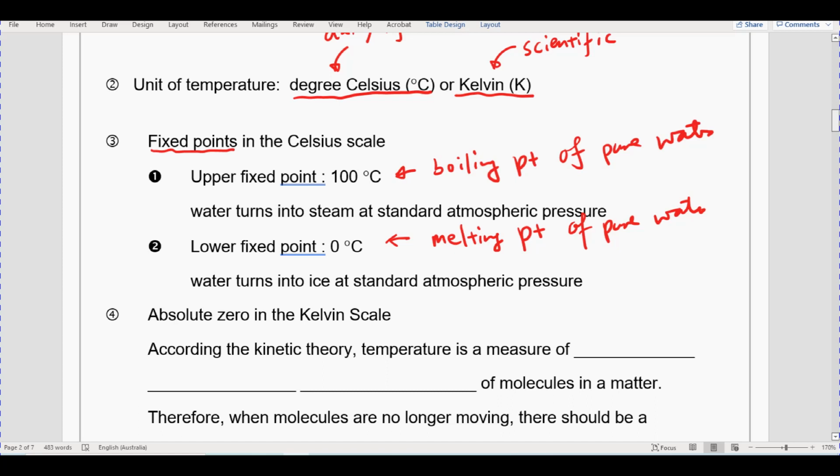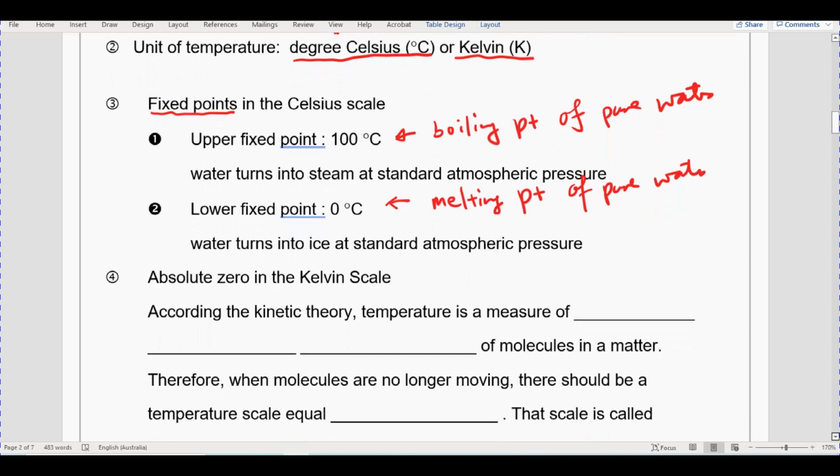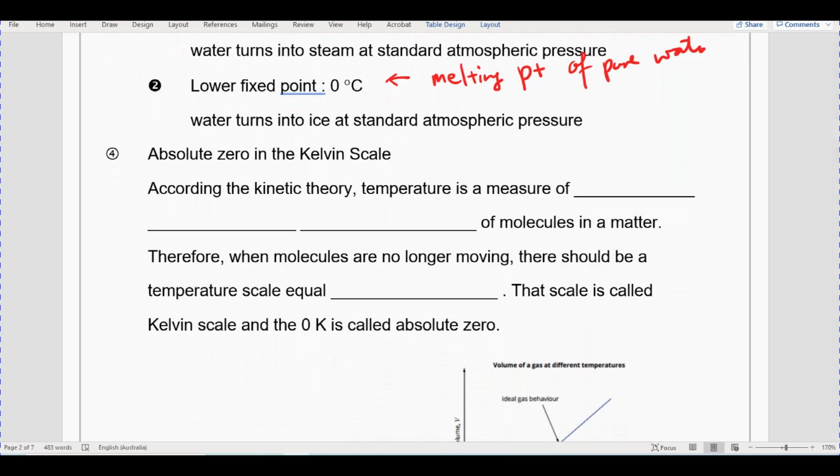So how about the Kelvin scale? The Kelvin scale is a little bit different. It's more scientific, more theoretical. We need to have a big revision about kinetic theory. If you still remember, in kinetic theory there are two major components in the internal energy of a matter: molecular kinetic energy and molecular potential energy.